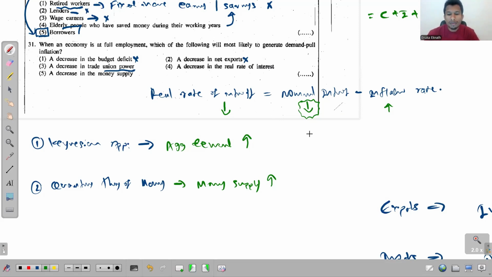So as a result, what will happen to the aggregate demand? As I mentioned earlier, aggregate demand consists of these components: C plus I plus G plus NX. When the nominal rate of interest decreases or when the real rate of interest decreases, it will increase the consumption, it will increase the investments. So that ultimately the aggregate demand will increase.